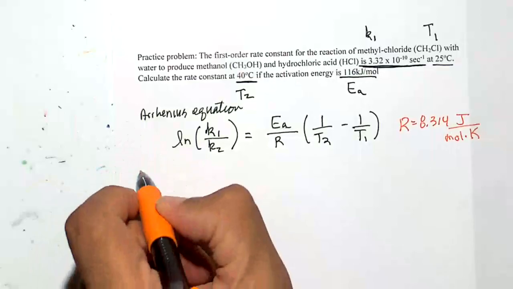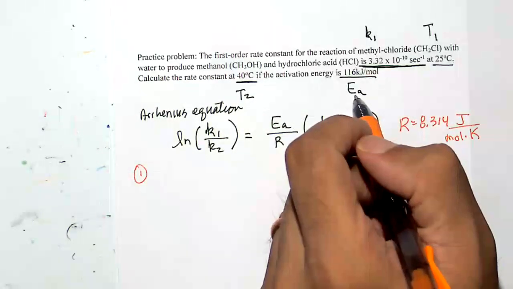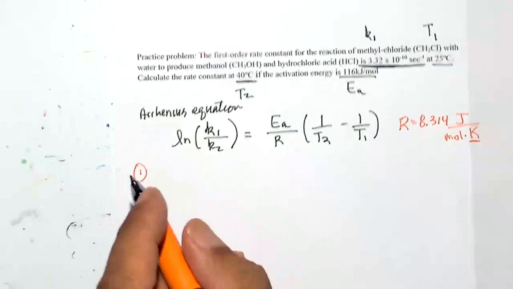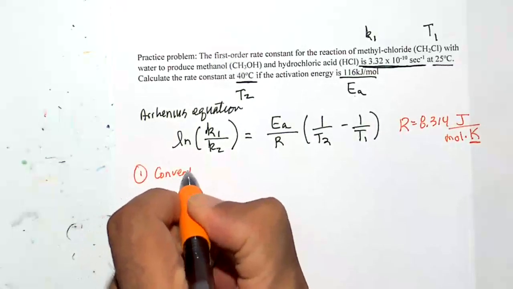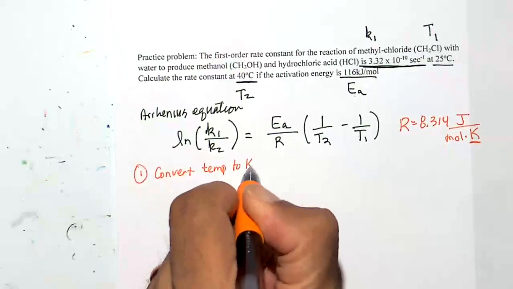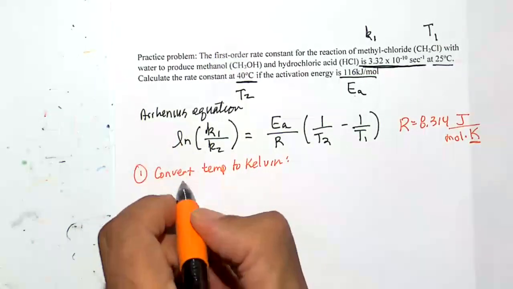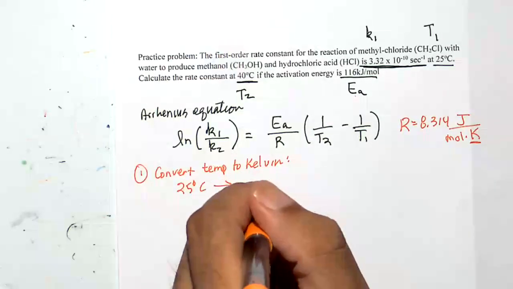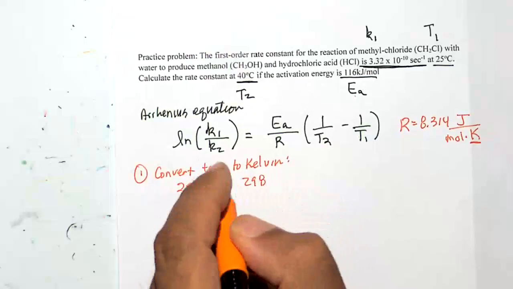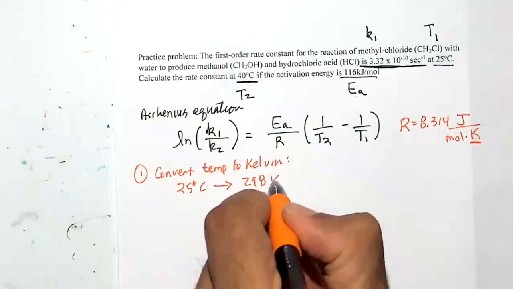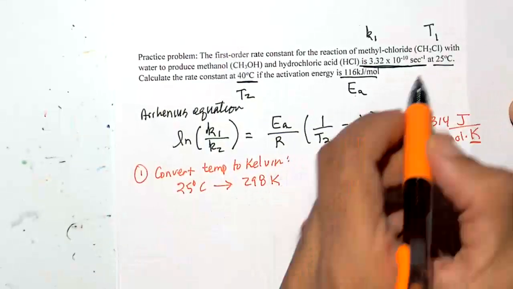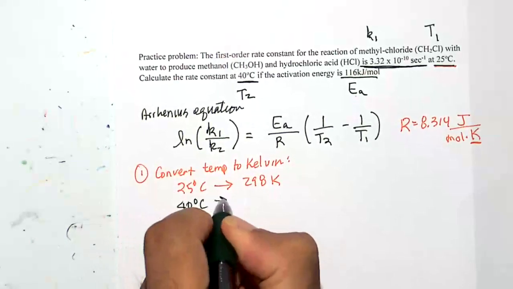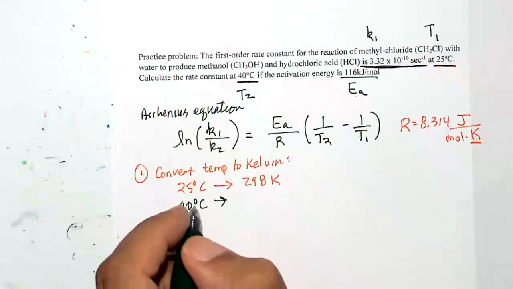All right, so the first thing we want to do is convert our temperatures to Kelvin. Why do we want to convert our temperatures to Kelvin? Because the R constant has units of Kelvin. So 25 degrees C, what is that in Kelvin? We add 273, which is 298 Kelvin. We'll just do 298 Kelvin. So that's K1 at T1. Let's do K2 at T2, 40 degrees C. Plus 273, 313.